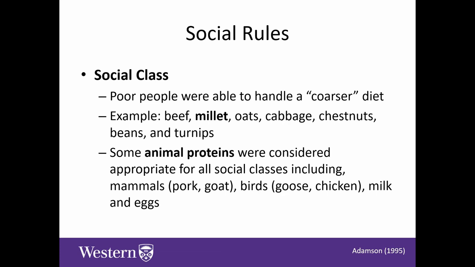I have millet highlighted there because when we did some isotopic modeling with this data, we found that probably about 25 to 30% of this population consumed a little bit of millet. You can't really read that from the data that I showed you, but it's there when you do some of that cluster modeling.